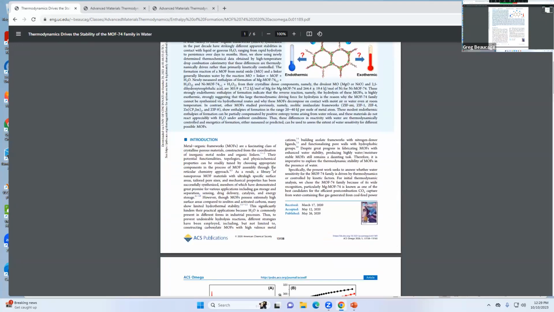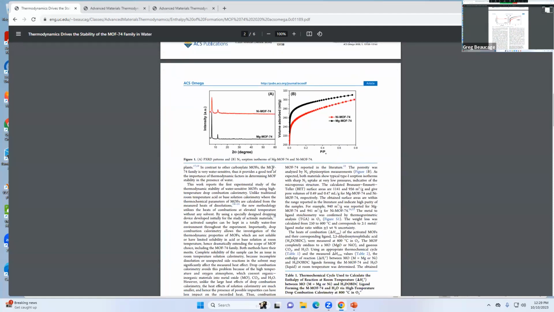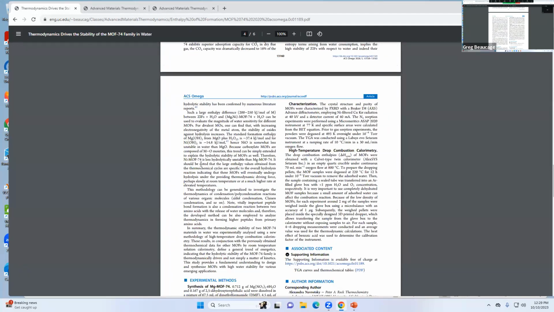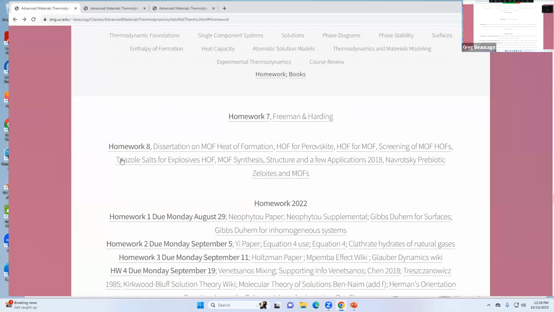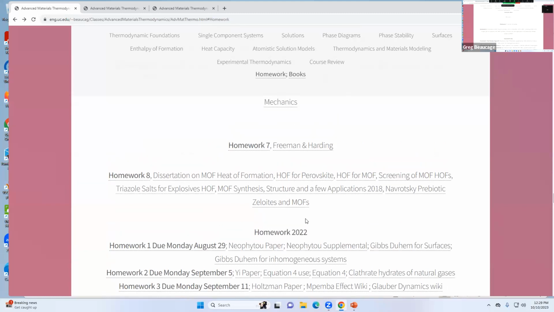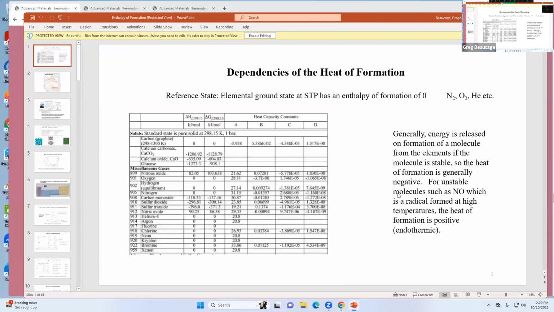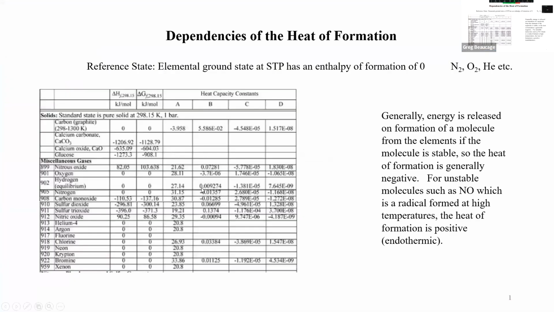Anyway, mostly these things are about the heat of formation, so it should be okay. Let me get back to this. I'm just going to go through this thing. This is kind of review; it depends what your background is, whether this is review or not.